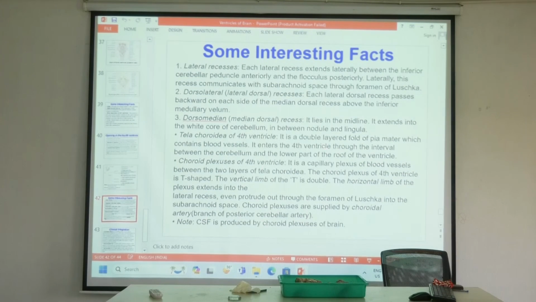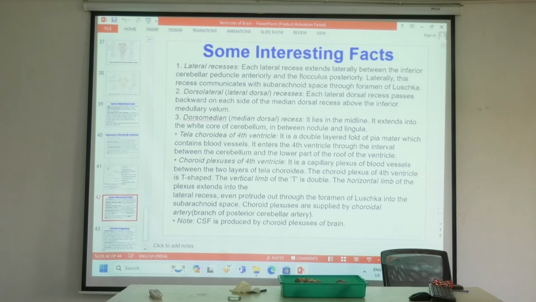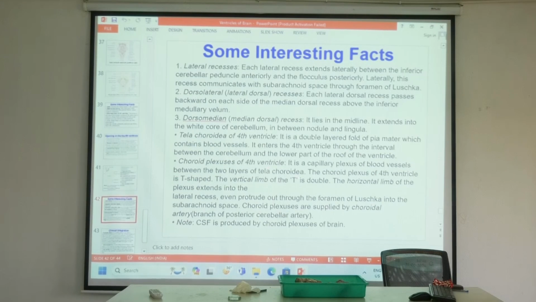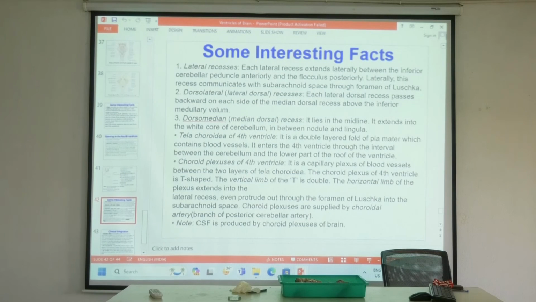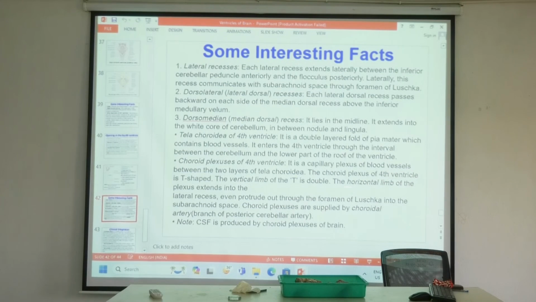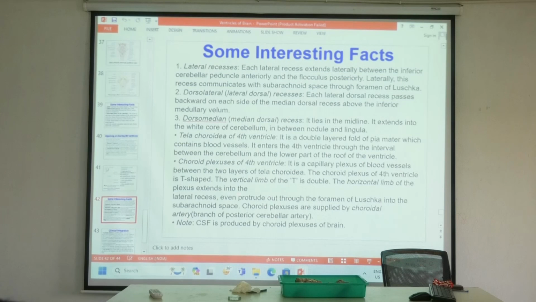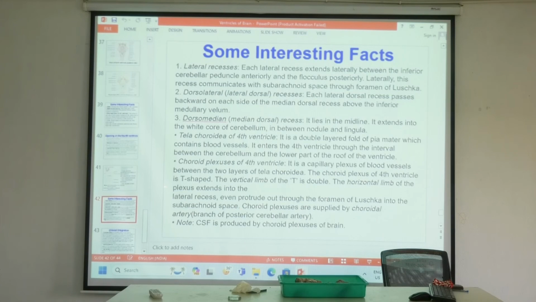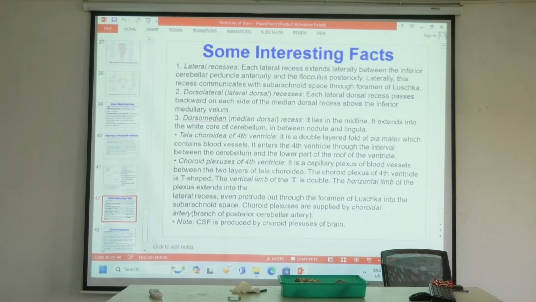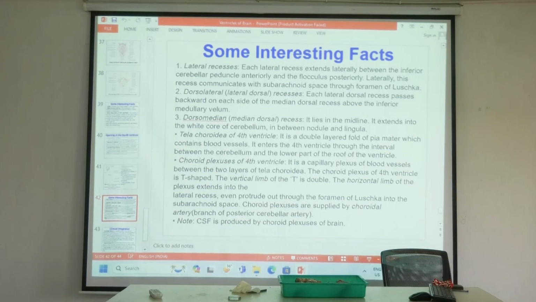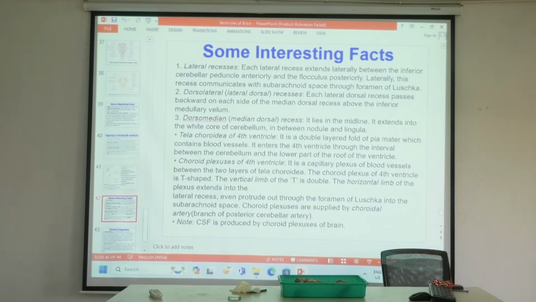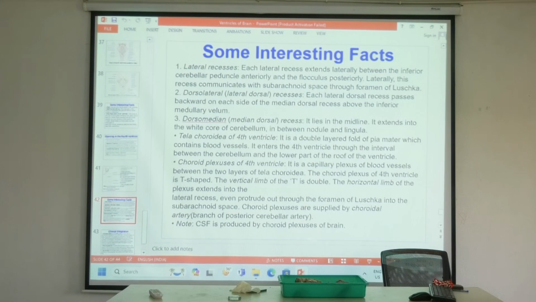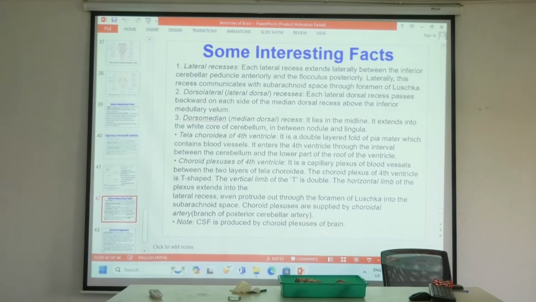The choroid plexus of the fourth ventricle is a capillary plexus of blood vessels between the two layers of tela choroidea, and it is T-shaped. The vertical limb of the T is double. The horizontal limb of the plexus extends into the lateral recess, and even protrudes out through the foramen of Luschka into the subarachnoid space. Choroid plexuses are supplied by the choroidal artery, a branch of the posterior inferior cerebellar artery. And CSF is produced by the choroid plexuses of the brain.